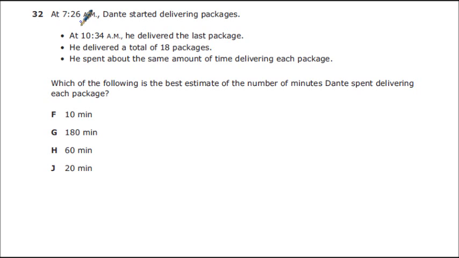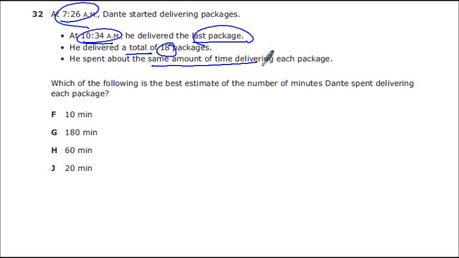So, we know that at 7:26 a.m. is when he started. We know at 10:34 a.m. is when he was done, that he got his last package done. So he delivered a total of 18 packages, and he spent the same amount of time delivering each package. So the question is, what's the best estimate for the number of minutes he spent delivering each package right there?